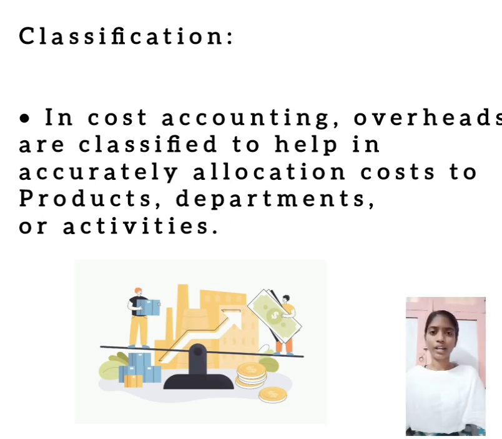Classification of overhead. In cost accounting, overheads are classified to help in accurate allocation of costs to products, departments or activities. The classification is typically done in three main ways: by function, by behavior and by element.